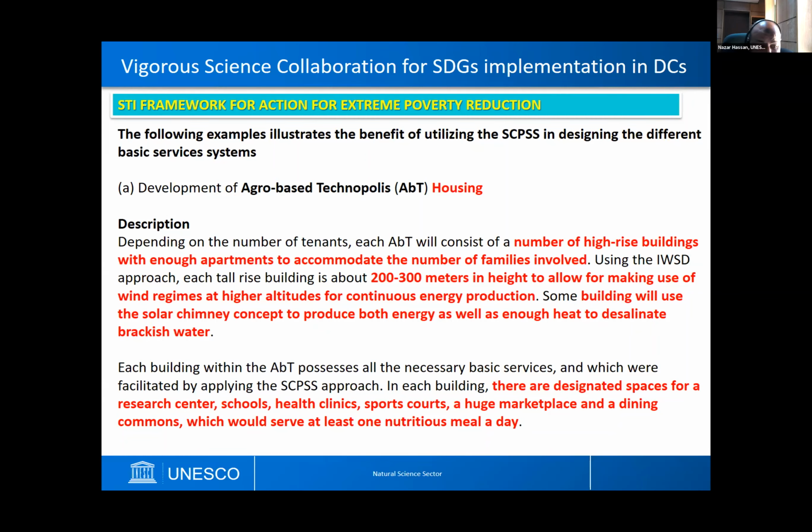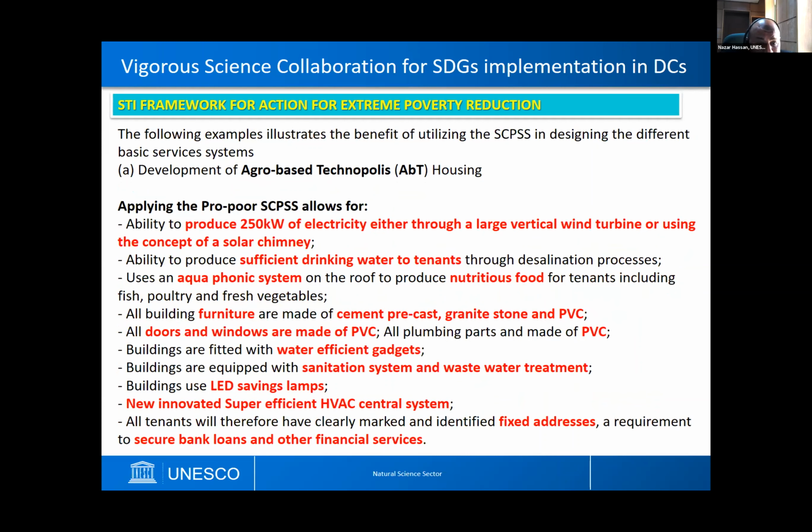Each building would also have the necessary basic services. In each building there are designated spaces for research centers, schools, health clinics, sport courts, and a huge marketplace and a dining commons which could serve at least one nutritious meal a day. For example, ability to produce 250 kilowatts of electricity, ability to produce sufficient drinking water, using an aquaponics system to produce nutritious food. All building furniture is made of cement, precast, granite, stone, and PVC. All doors and windows are made of PVC.